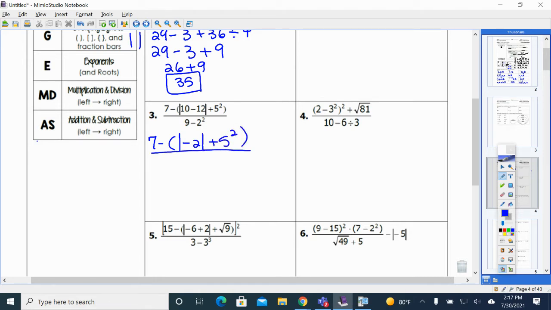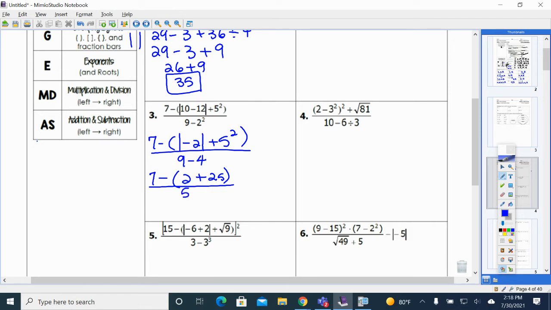And then in the denominator, I can do my order of operations in the bottom at the same time that I'm doing the order of operations in the top. 9 minus 2 squared, I can go ahead and take care of the exponent. So 2 squared is 4. All right, I'm going to go back to the numerator, taking care of my grouping symbols. Absolute value of negative 2 is 2. Plus, I can go ahead and do the 5 squared, which is 25. And then in the denominator, 9 minus 4 is a 5.